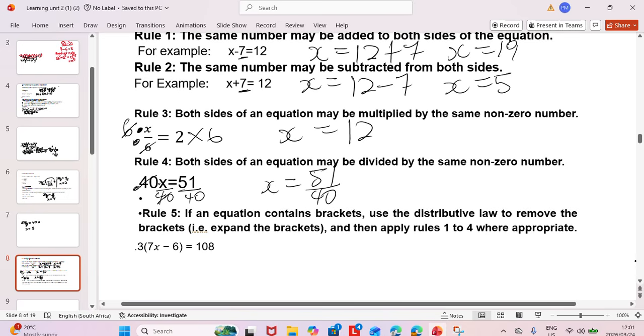So what do we do? The last question here, this one we're going to do when we do the inequalities, don't worry.